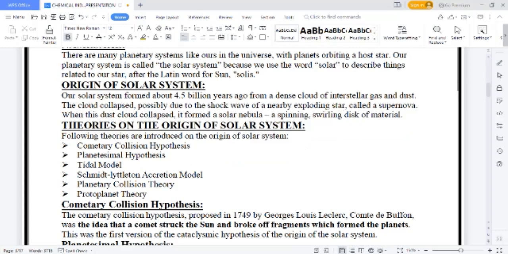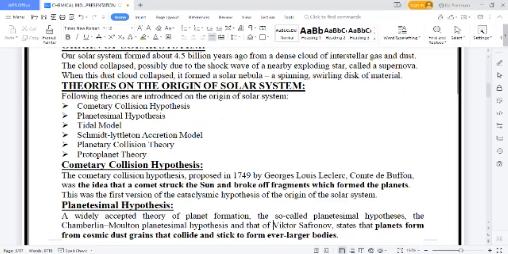First is cometry collision hypothesis. The cometry collision hypothesis was basically proposed in 1749 by Georges Louis Leclerc, Comte de Buffon. He was the scientist who gave the idea that a comet struck the sun and broke off fragments which formed the planets. And this was the first version of the cataclysmic hypothesis of the origin of solar system.